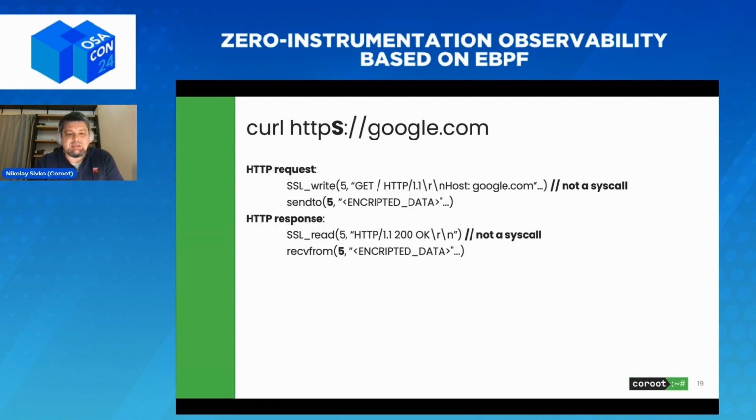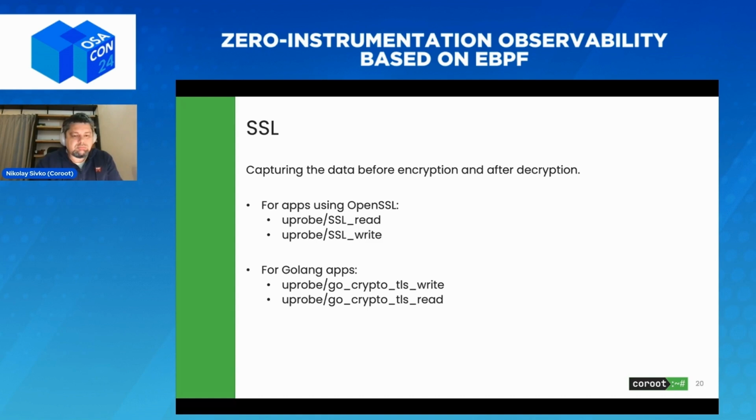These days, most communication, even within infrastructures, is encrypted. In this case, our previous approach won't work because in syscalls like sendto or recvfrom, we will see only encrypted data. But using uprobes, we can capture function calls such as SSL_read and SSL_write in case of using OpenSSL, or Golang-specific function calls. This allows us to capture the data before encryption and after decryption.